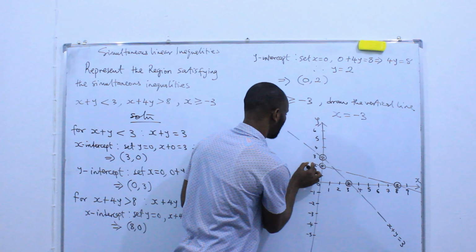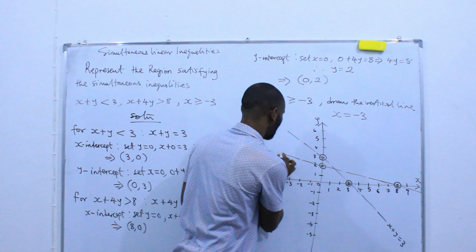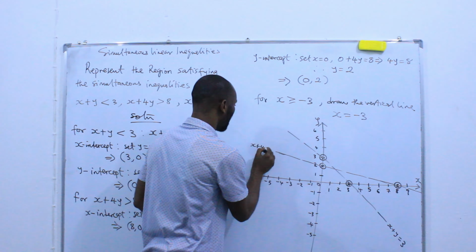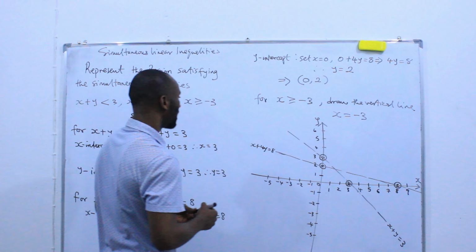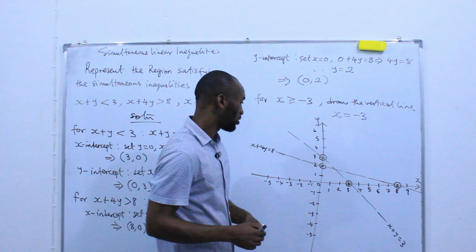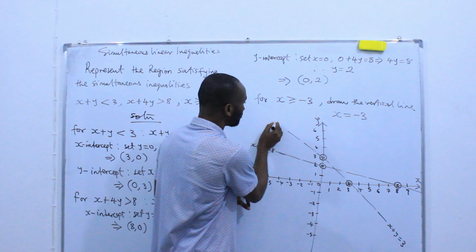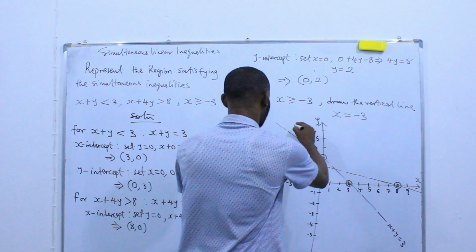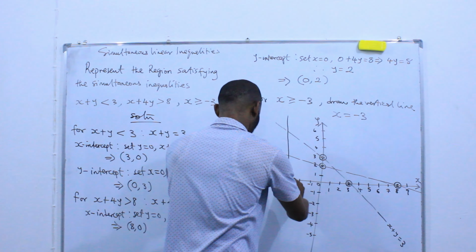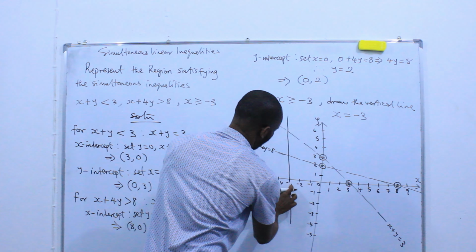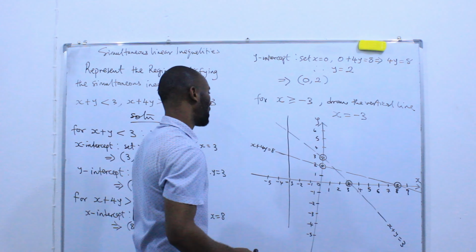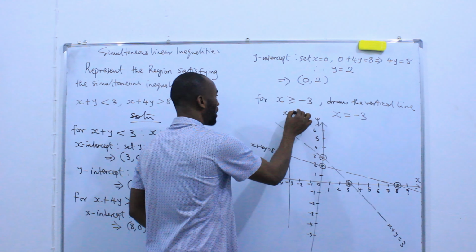With a broken line. And that is the graph of x plus 4y equal to 8. Now, next is the thick line, x equal to minus 3, which is a vertical line, this vertical line here. This vertical line is the line x equal to minus 3.